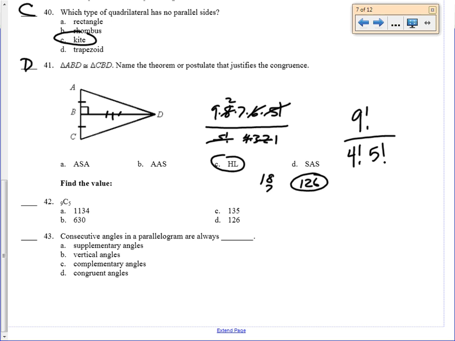Consecutive angles. What's consecutive? One right after the other. So the consecutive angles of a parallelogram, okay, that's congruent. Opposite sides are congruent. Opposite angles are congruent. But consecutive angles, not congruent. Supplementary.